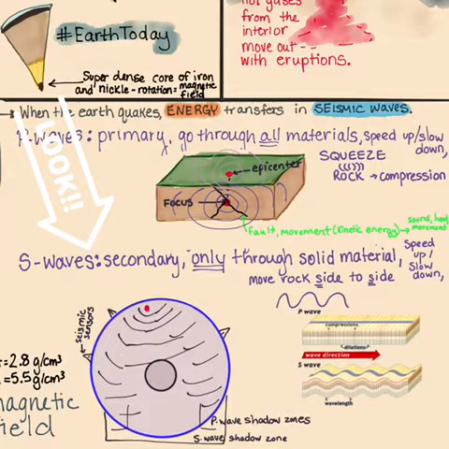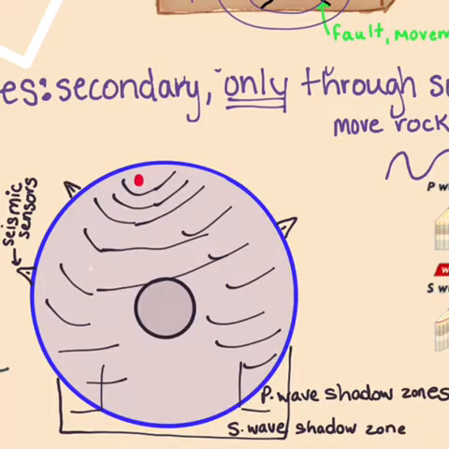So P waves and S waves, while they are both created by earthquakes and they both start out from the focus and travel through solid materials, only primary waves can be found all around the planet from the focus because they travel through all the different materials. Because of that, the seismic sensors like seismographs and all the different machinery that we have set up around the planet will have these gaps of seismic waves. You'll have what are called shadow zones.